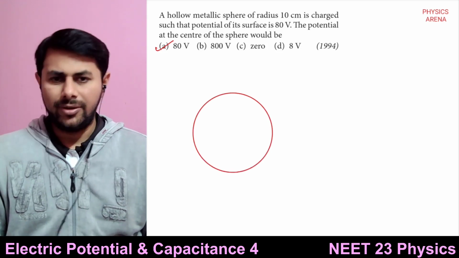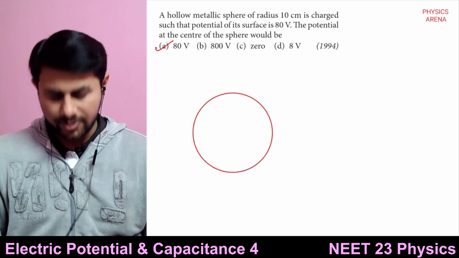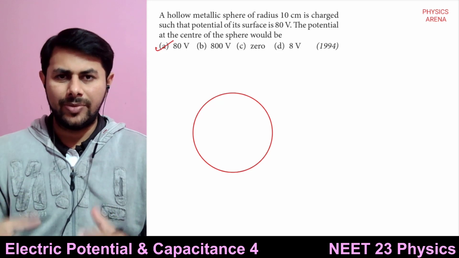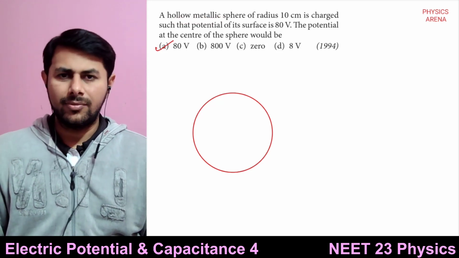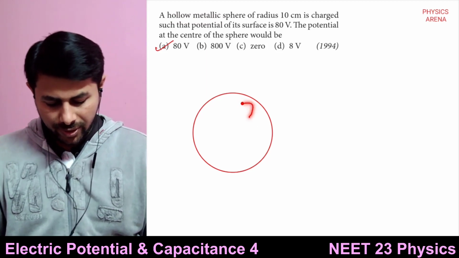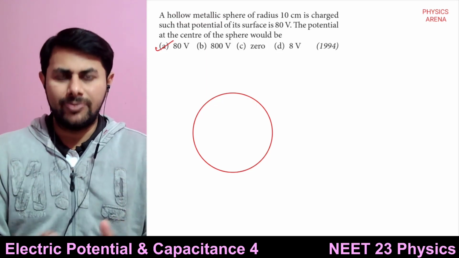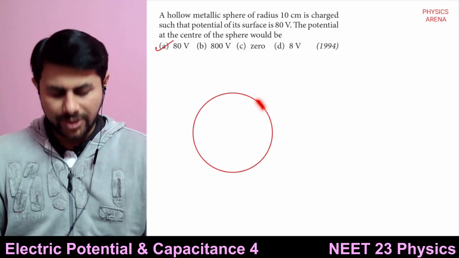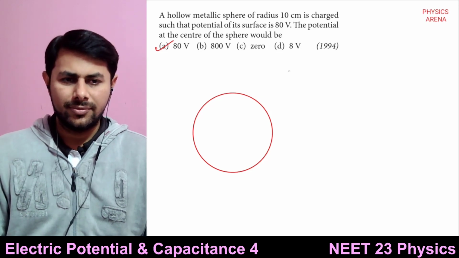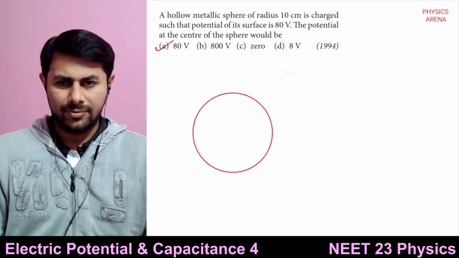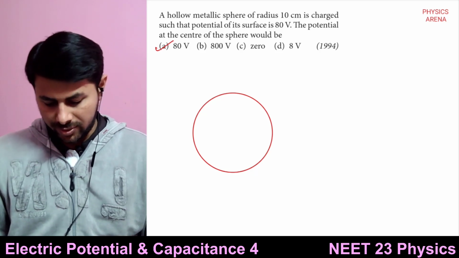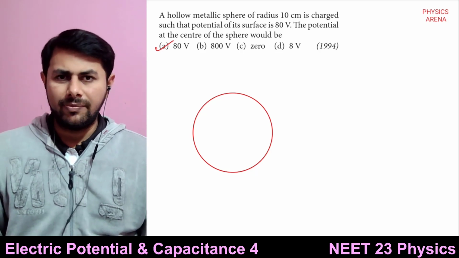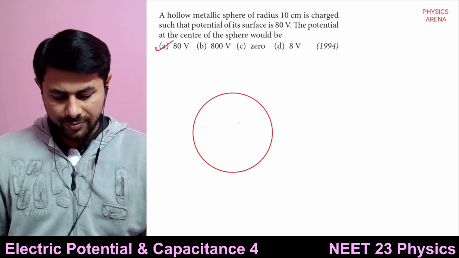You have a sphere. The potential due to a spherical shell, or a hollow sphere, is equal at all points inside the sphere, and it is equal to the potential on the surface, right? The potential is the same. So how can you say that the potential is the same? Because the electric field is zero.